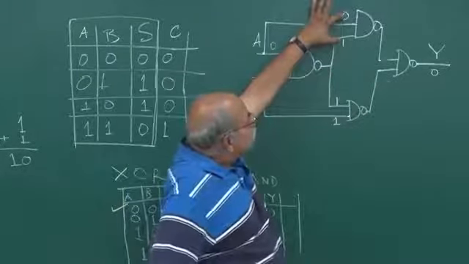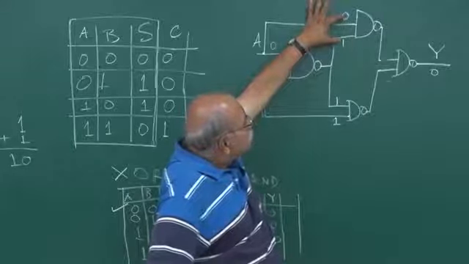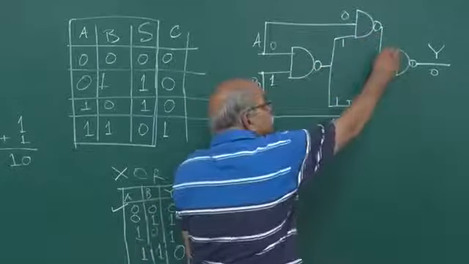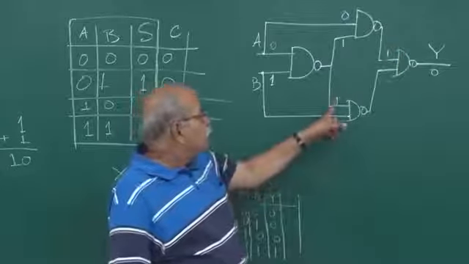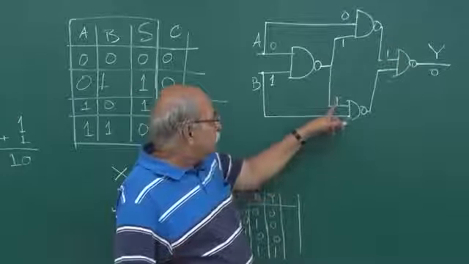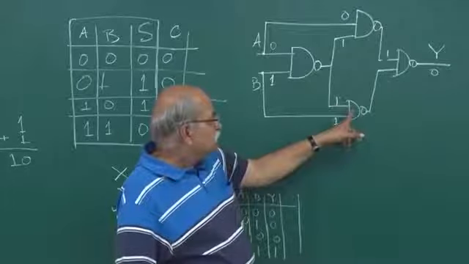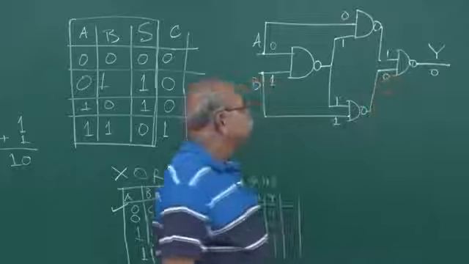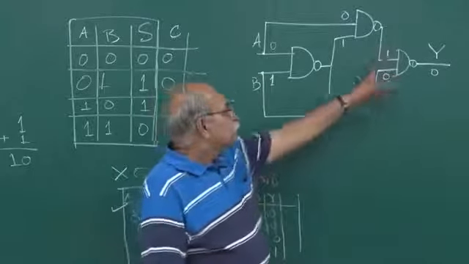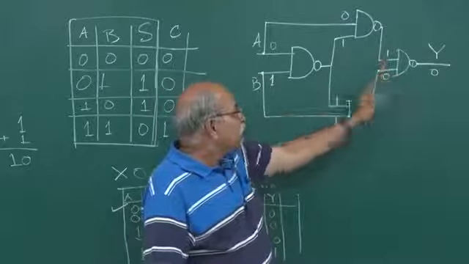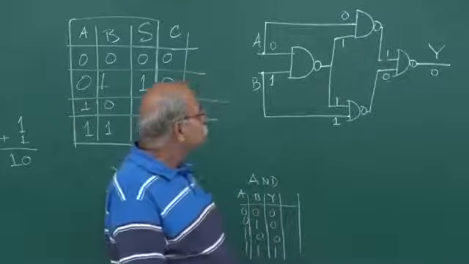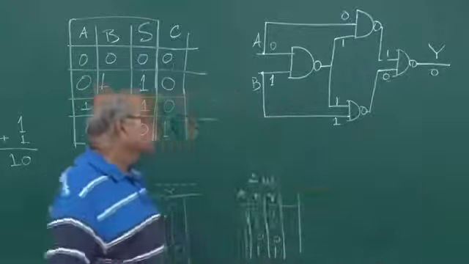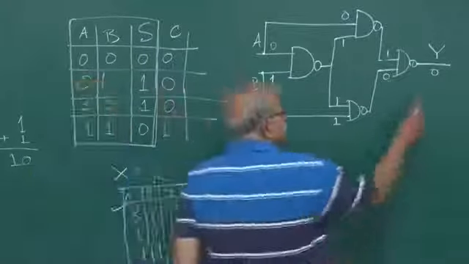And then 0 and 1 is 0. So here it is 0, here it is 1. So this is 1. And 1 and 1, how much is 1 and 1? It is 1. And NOT of that will be 0. So this is 0. 0 and 1 is 0 and NOT of that is 1. So this Y will be 1.